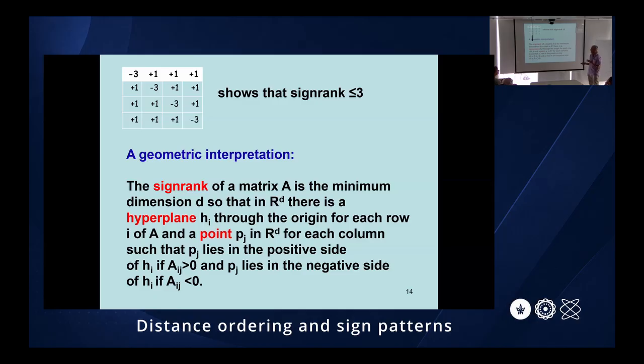And a geometric interpretation of this is a sign rank of a matrix is a minimum dimension D, so that in R^D you can assign a hyperplane H_i for every row i and a point P_j for every column j. And what you want is that the jth point lies in the positive side of the ith hyperplane if and only if A_ij is positive. And this is just because a matrix has rank D if and only if, let's say, n by n matrix, you can write it as an n by d matrix times a d by n matrix. And then the rows of the first matrix will be the coefficients of the hyperplane. The columns of the second would be the coefficients of the point. So this is equivalent.